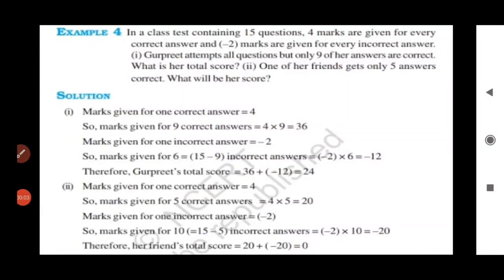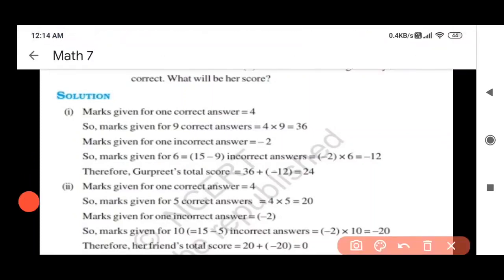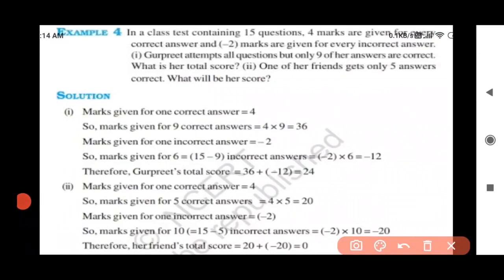Example 4. In a class test containing 15 questions, 4 marks are given for every correct answer and minus 2 marks are given for every incorrect answer. Subdivision 1. Gurpreet attempts all questions but only 9 of her answers are correct. What is her total score? Subdivision 2. One of her friends gets only 5 answers correct. What will be her score?